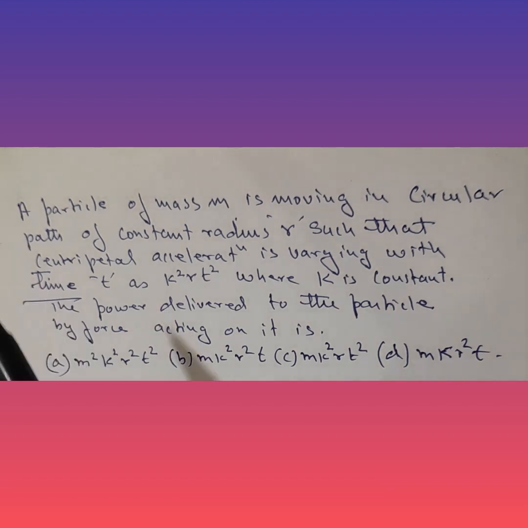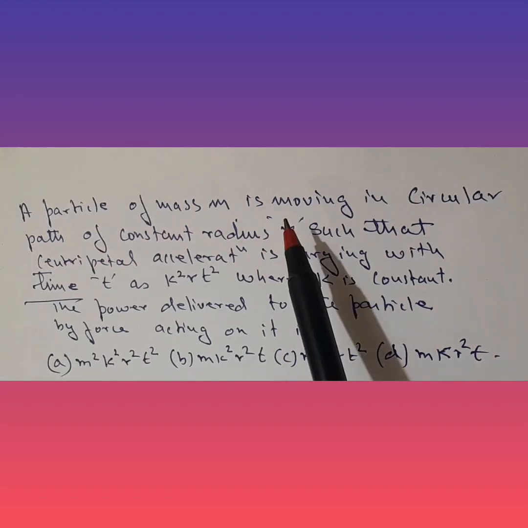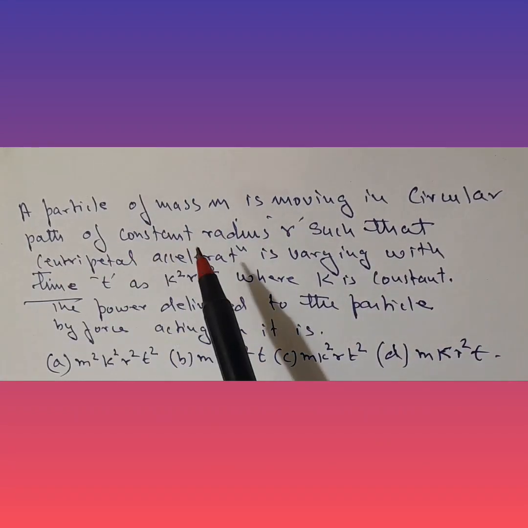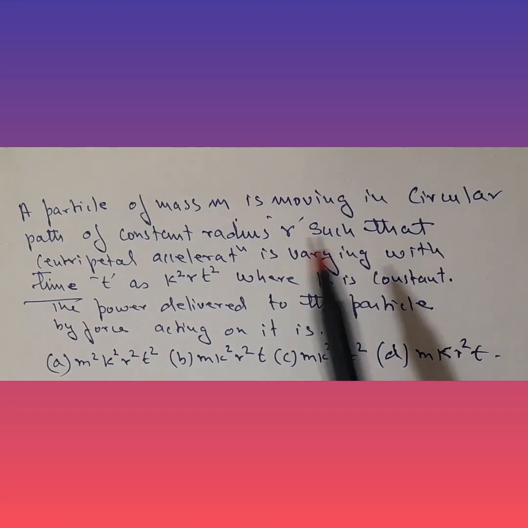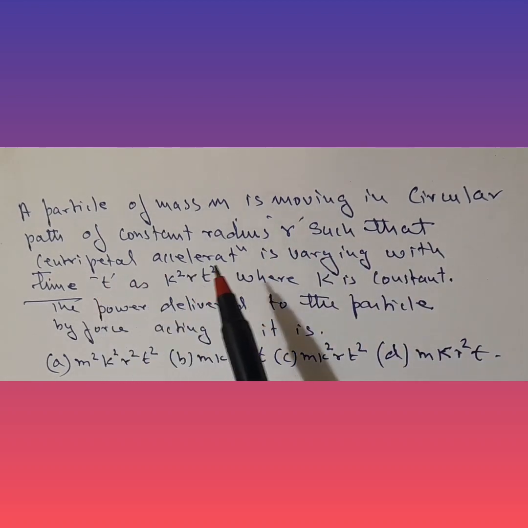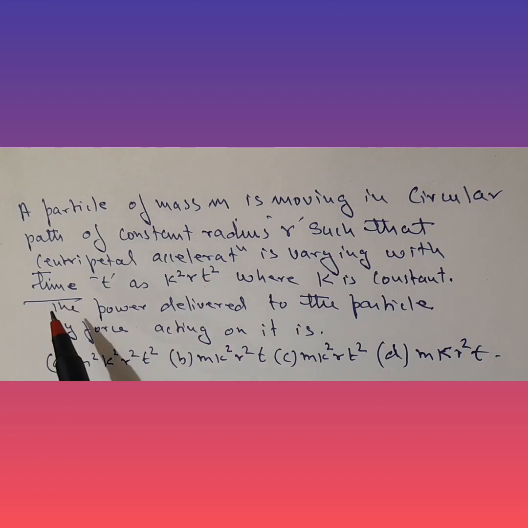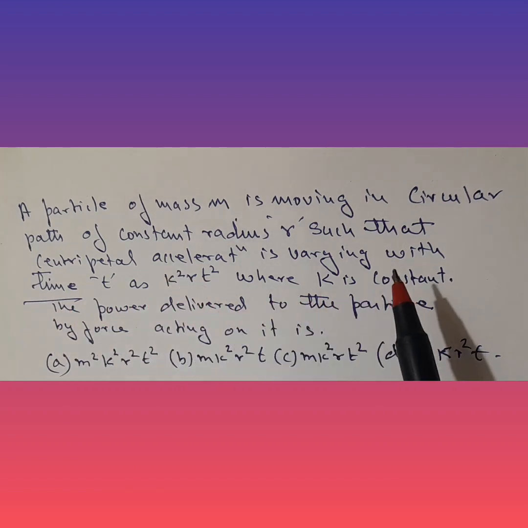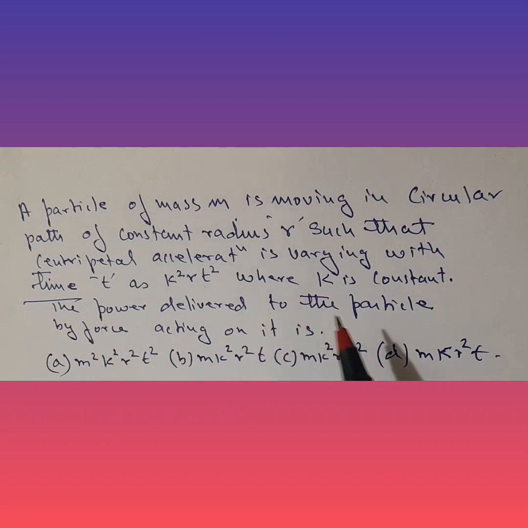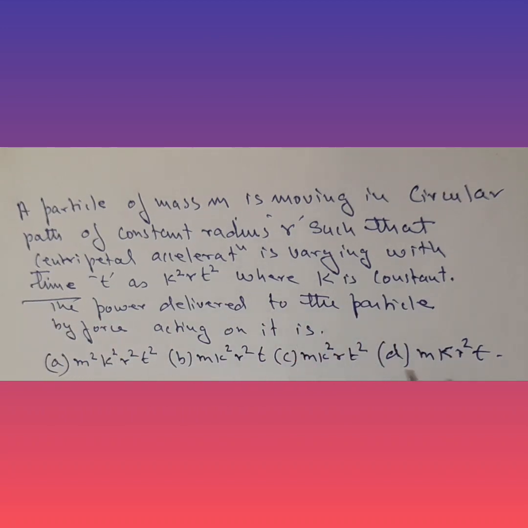Okay, let's understand this numerical. A particle of mass m is moving in a circular path of constant radius r such that centripetal acceleration is varying with time t as k square r t square, where k is a constant. The power delivered to the particle by the force acting on it is... So these are the options.